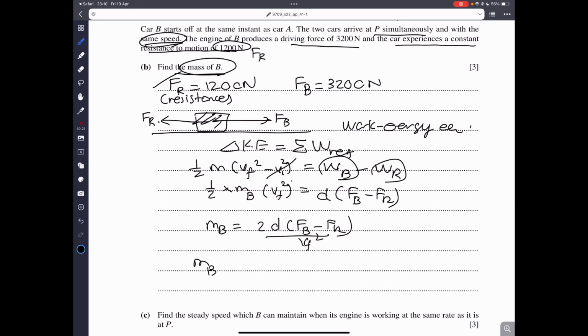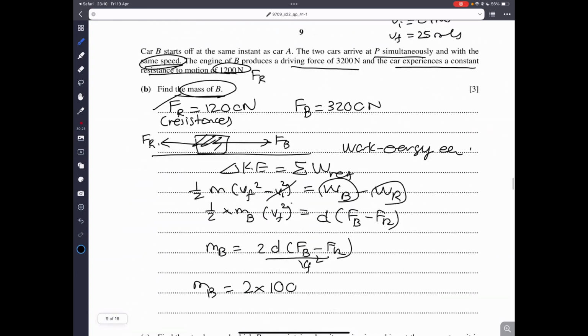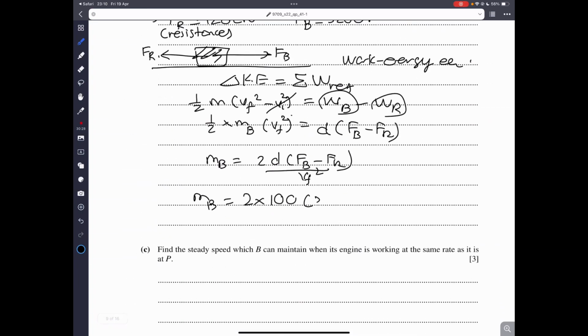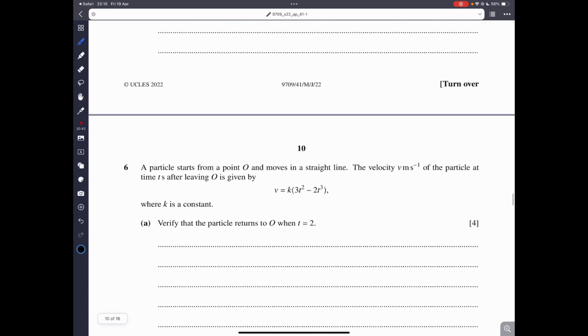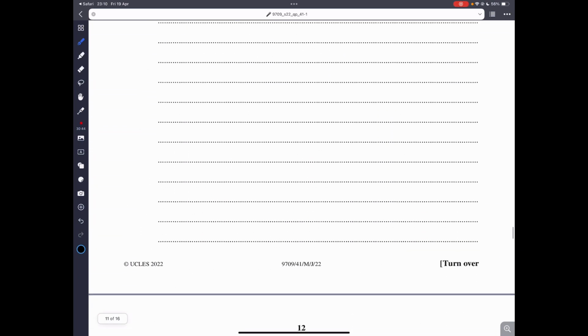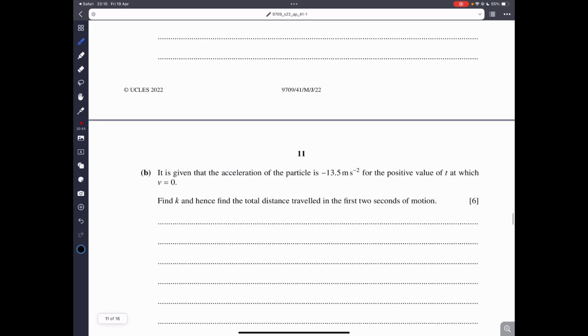Now substitute all the values. 2 times d, which is still 100 since we found it from before, times 3,200 minus 1,200. Substitute the values, it's easy as that. So yeah, 640 kilograms. This is your final answer. Okay. We still have two more questions.